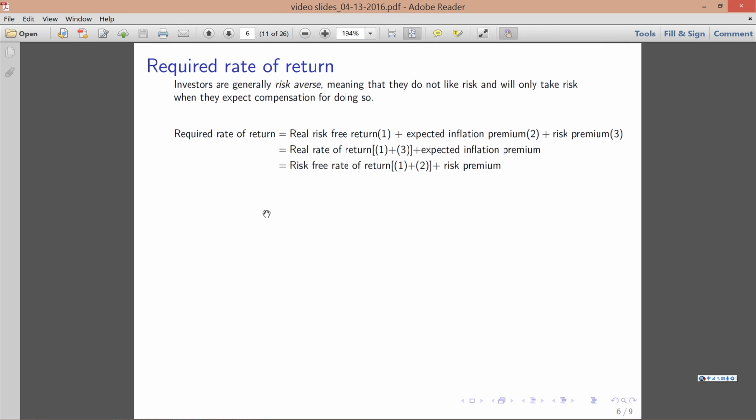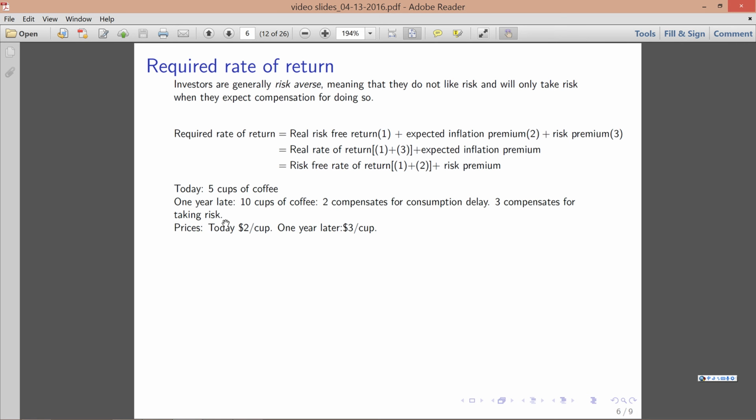Okay, just to help you understand this further, here's a very simple example. Suppose today, with your money, you can buy 5 cups of coffee, and 1 year later, you want 10 cups of coffee. If you choose to invest, you get your money back 1 year later. This is what you want to get. Now 2 compensates for the consumption delay, because you would be equally happy with 7 cups 1 year later as 5 cups today. And then the other 3 compensates for taking risk. Suppose you're investing in stocks. Investors generally don't like risk, so they want to be compensated.